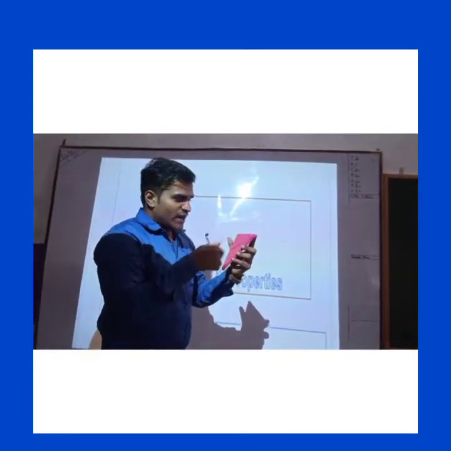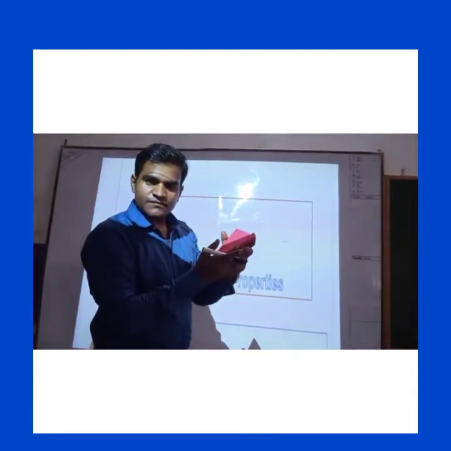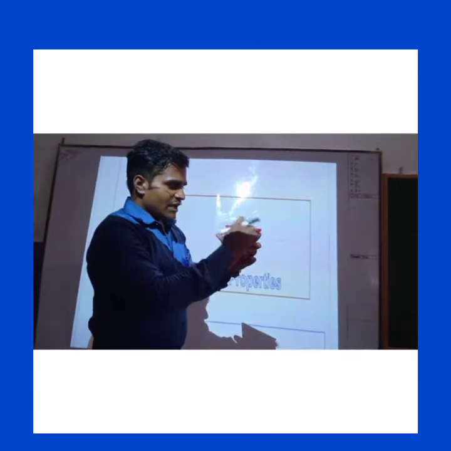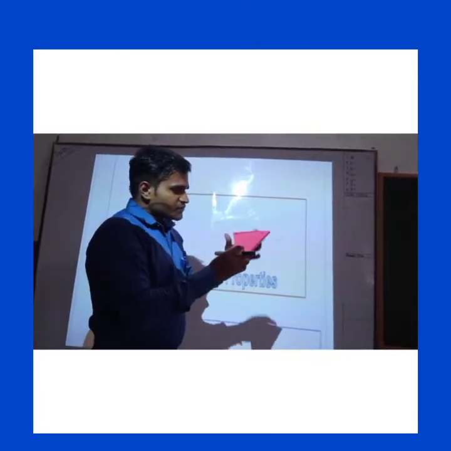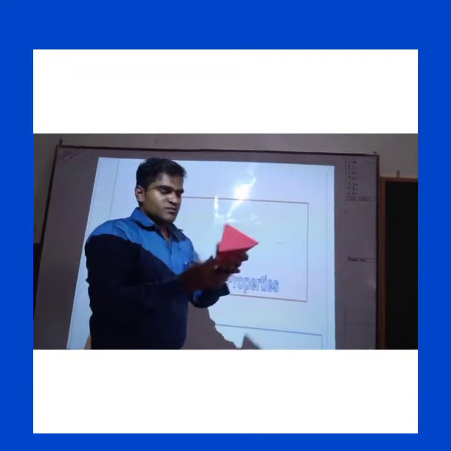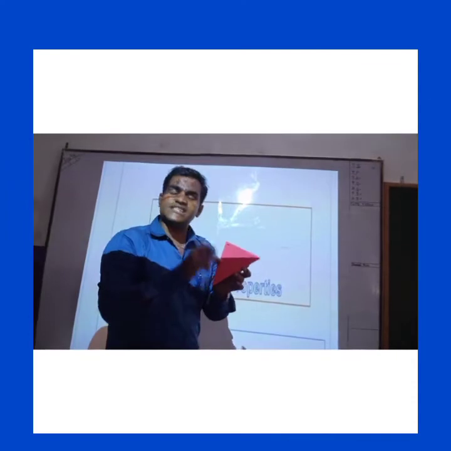So children, what is a vertex? A vertex is a point where two sides meet. And an angle is made by two sides, that is the angle. So we say that a triangle is a polygon. A triangle is a polygon of 3 sides.